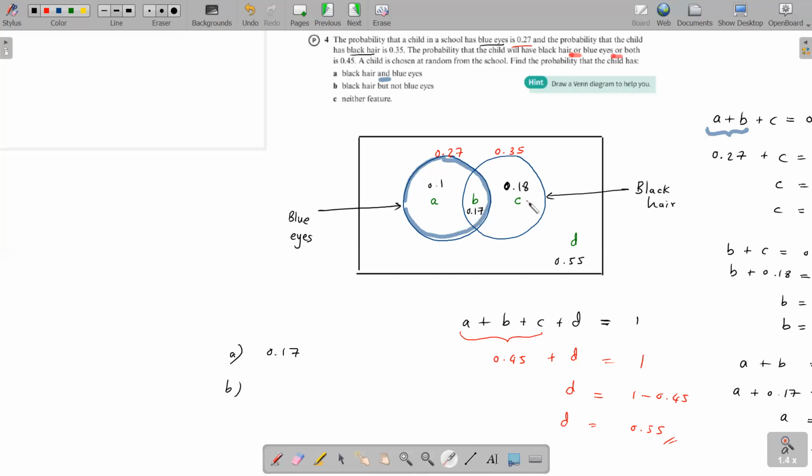So part B, black hair but not blue eyes. So people who have black hair but don't have blue eyes. I think you can say that belongs to region C, right? Because in region C you have people who have black hair, but these people don't belong to the blue eyes circle. So that's 0.18. Part C, neither feature. Neither feature is what? People who don't have blue eyes, people who don't have black hair. That's 0.55.